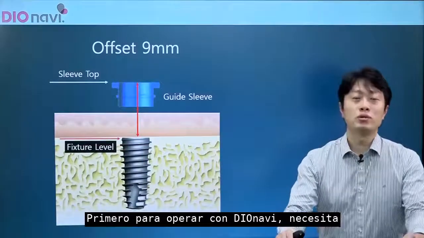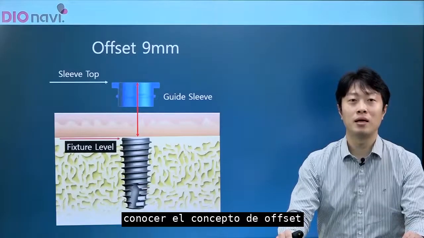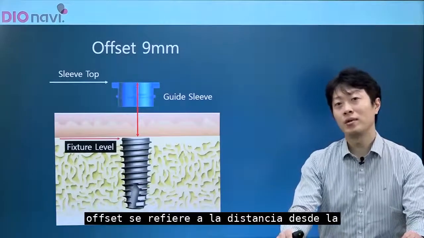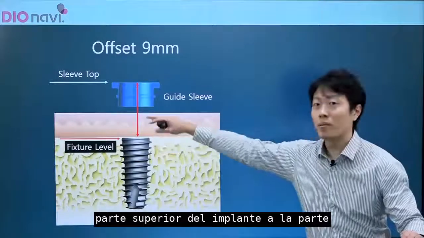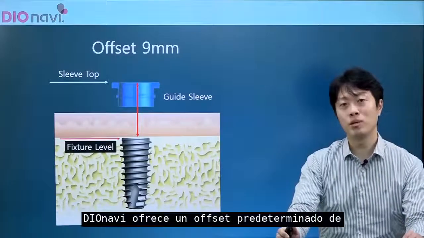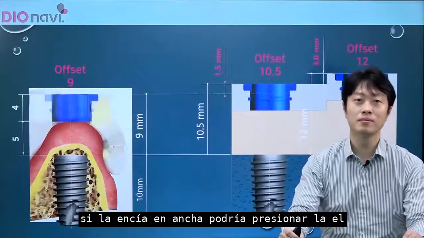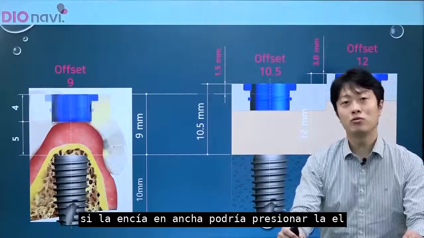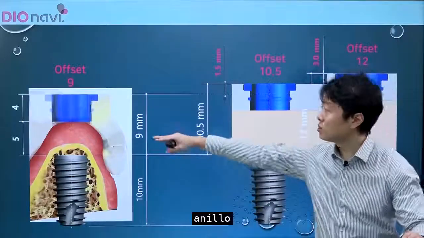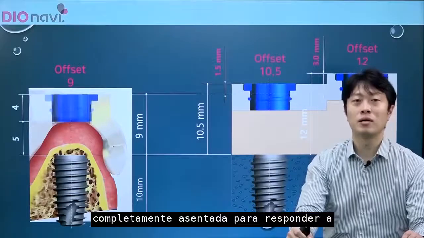First, to operate with DIOnavi, you need to know the concept of offset. Offset refers to the distance from the top of the fixture to the top of the sleeve. In principle, DIOnavi offers default offset of 9 millimeters. If the gingiva is thick, the guide sleeve would be pressed by it. This will prevent the surgical guide from being fully seated.